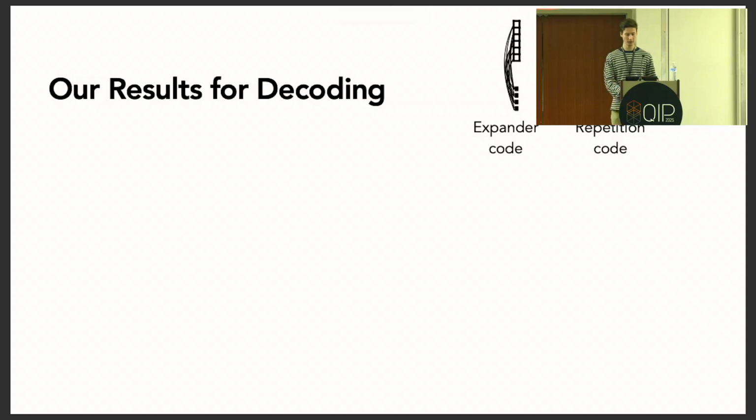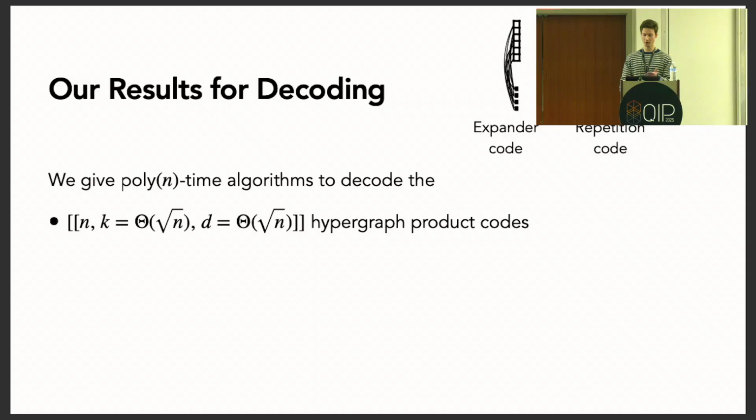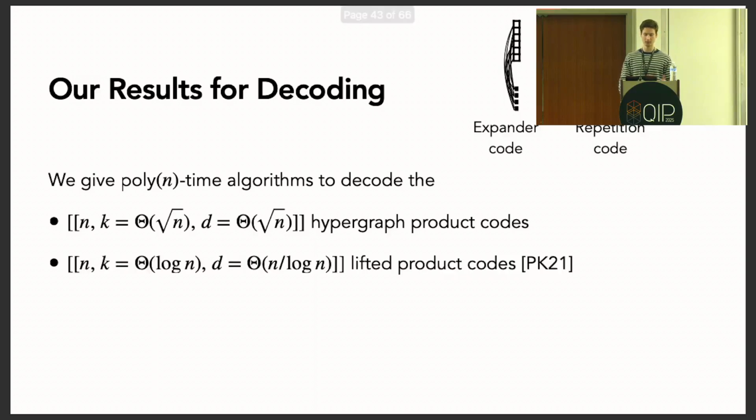Great, so I'll now state our main results for decoding these hybrid products. We give polynomial time algorithms to decode both the hypergraph product of an expander code and a repetition code, which has root n logical qubits and distance root n, and the lifted product of these codes, which has log n logical qubits and distance n over log n. All of our decoding algorithms decode up to a linear number of adversarial errors with respect to the distance, which is an optimal number of adversarial errors.